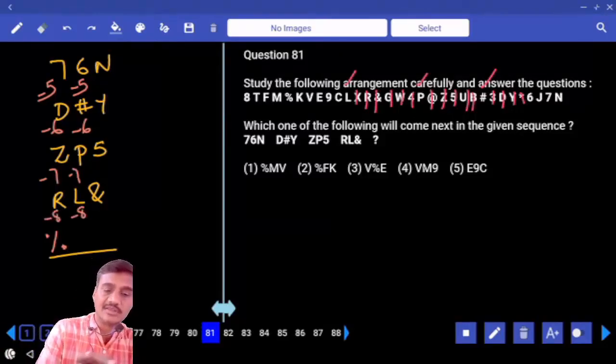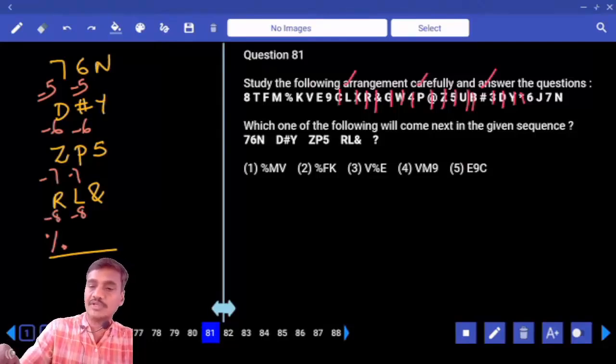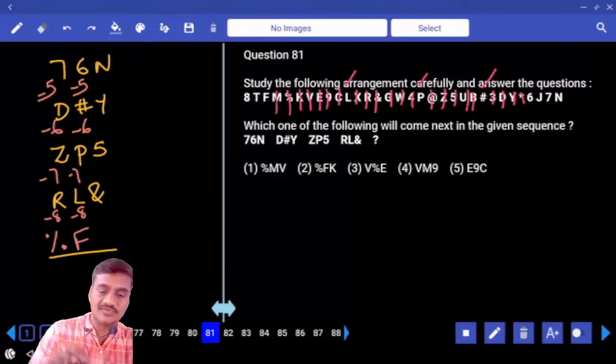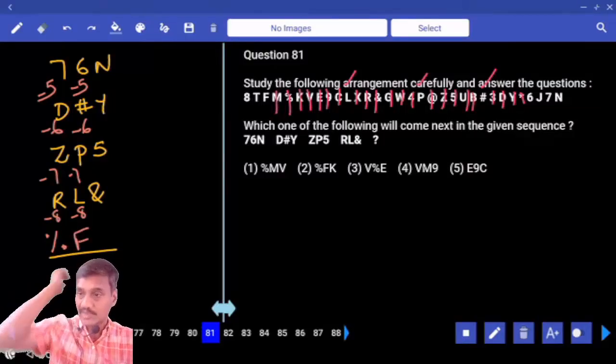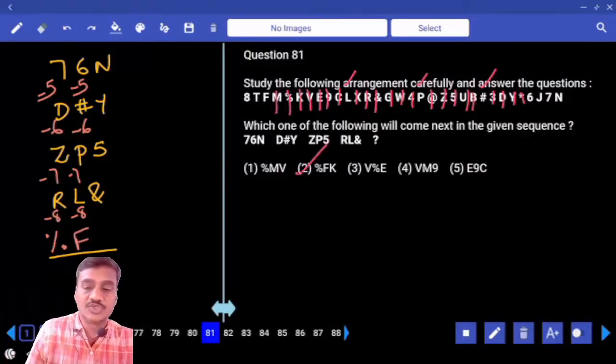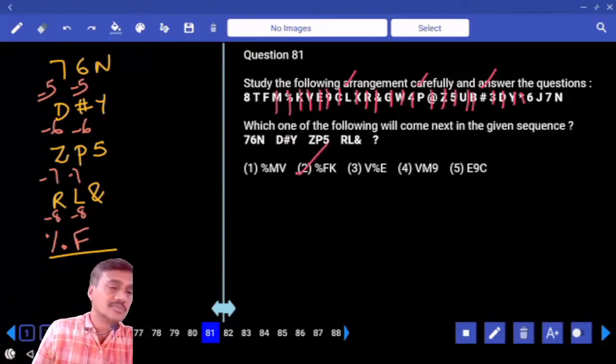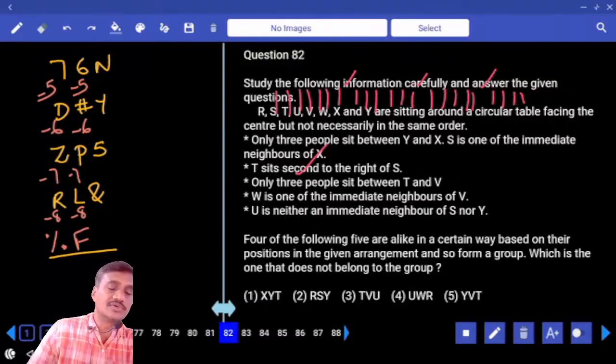Now L, the 8th element to the left hand side of L, 1, 2, 3, 4, 5, 6, 7, 8. What is the element here? F. Percentage and F are found only in choice 2. Then 81 is your answer, choice 2. Then 82 onwards.